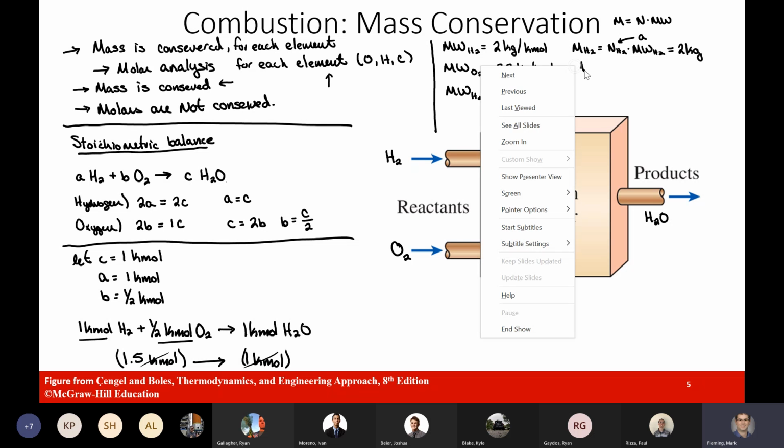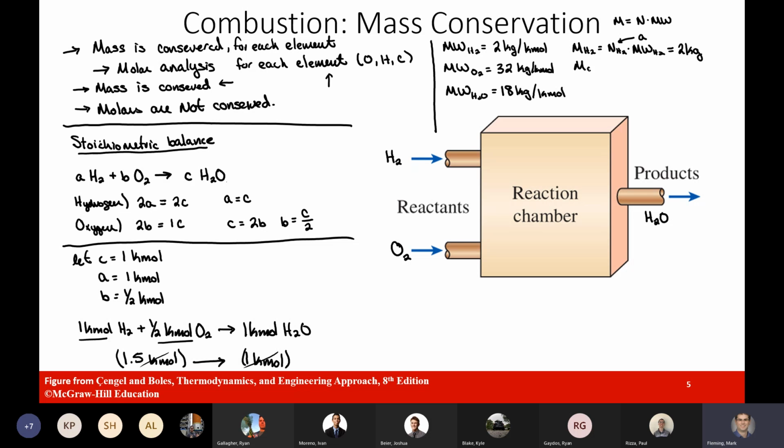Then we can repeat this for the oxygen. So the mass of the oxygen that we would have, well, we have molecular weight of oxygen 32. We need then the number of moles of the oxygen. And so we go over here to oxygen. Oxygen's value for N, this would be B for our stoichiometric coefficient. B was 1/2. So we have 1/2 times 32. It's going to equal 16 kilograms.